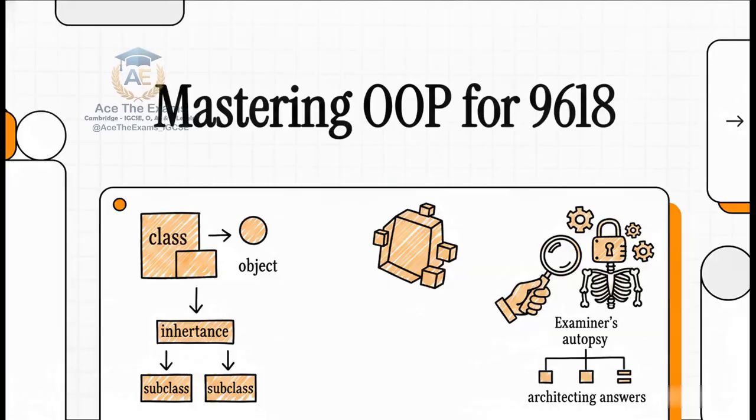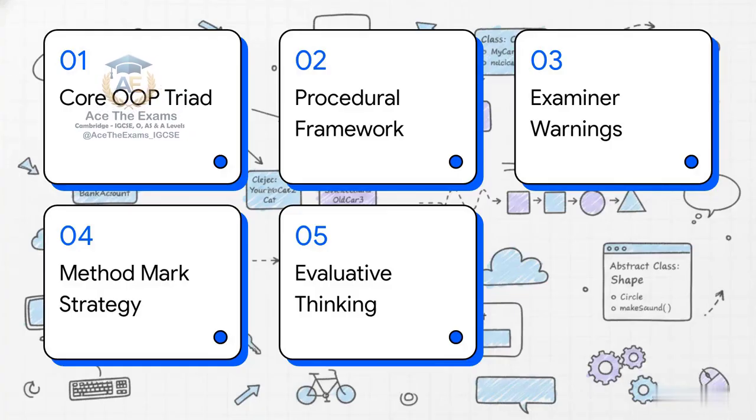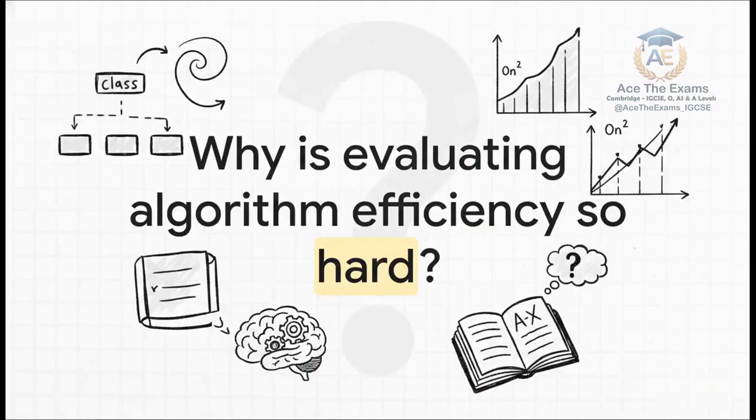Let's get into it. Okay, let's quickly map out our strategy for today. We're going to cover the core OOP triad, then move into the procedural framework. After that, we'll look at the top examiner warnings, break down the method mark strategy, and finally finish up with evaluative thinking. Structurally, this is designed to get you inside the mind of a principal examiner. So, we have to start with the exact question that plagues thousands of students.